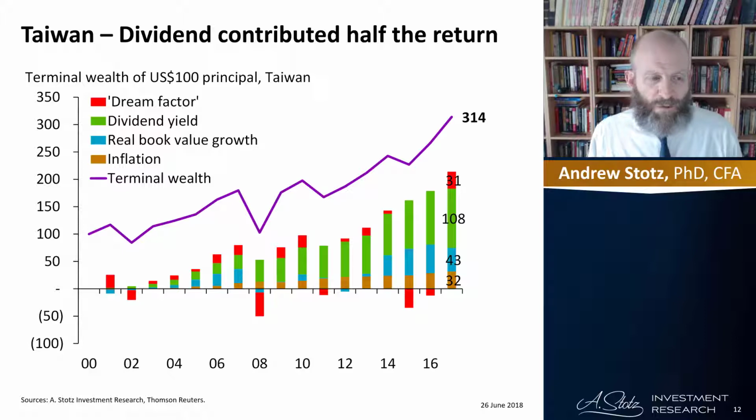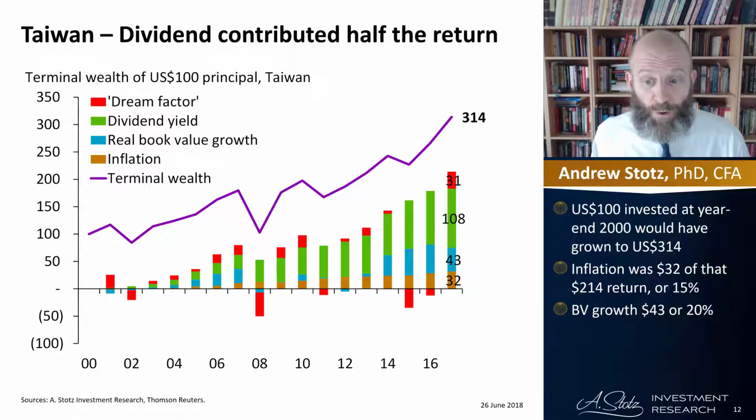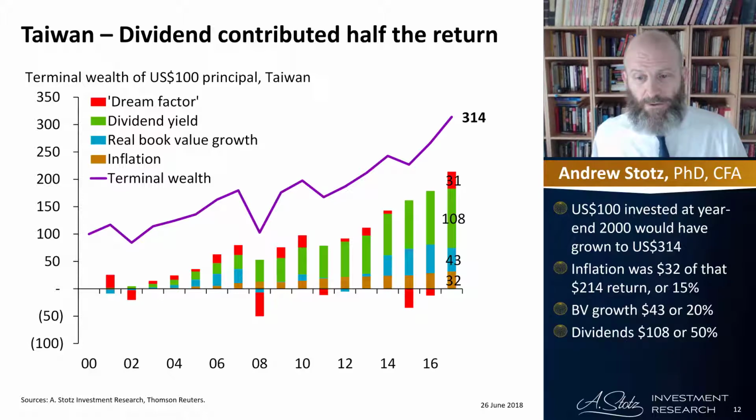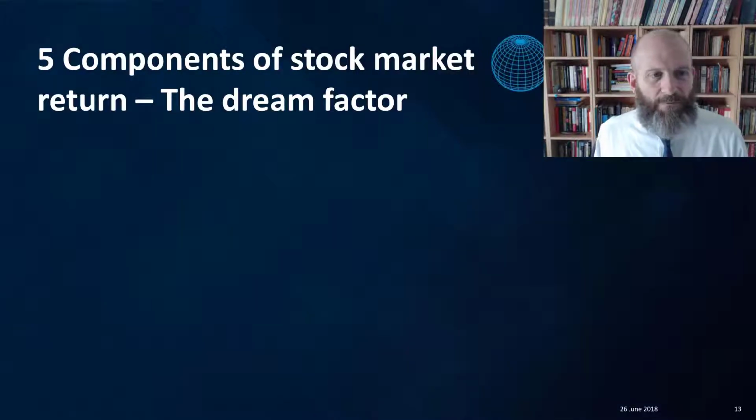And if we look at this on a cumulative basis, we can see that 100 invested in 2000 ends up being 314. Not a great return, but of course we're not looking at the same numbers as we looked at earlier. Inflation was 32% of that, or 15%. Book value growth was 43% or 20%. And here is the main one. Dividends was about 50% contribution. The one thing we can see now is that the dream factor has re-rated. If we go back to 2000, the dream factor has been a recent positive impact of about 15%, or 31 of the 214 return. So there you have it, 5 components.